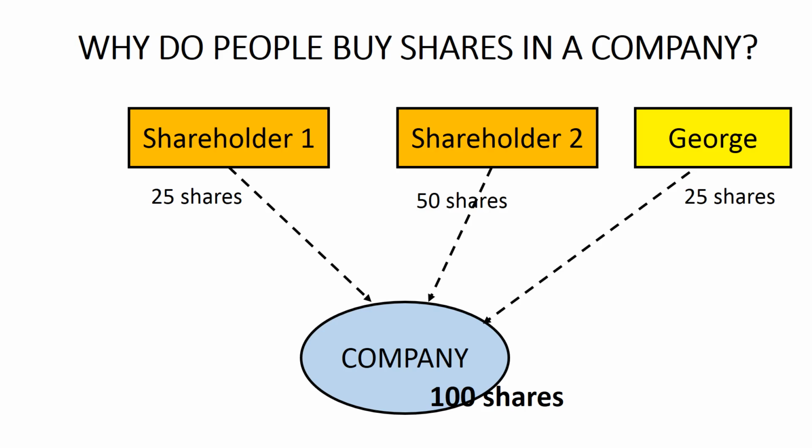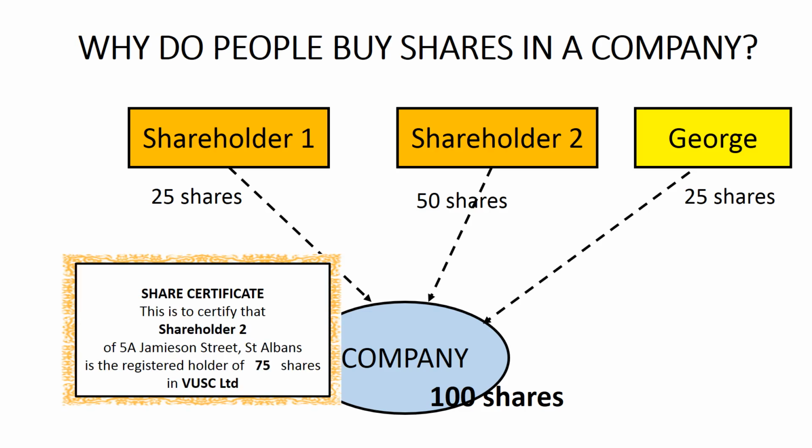Now you might ask, what does a share look like? The answer is that you can't see a share, but when a person such as shareholder 2 buys shares in a company, the company gives that person a share certificate. A share certificate is a piece of paper that says how many shares a person owns in a company. When shareholder 2 bought 75 shares in the company, the company will have given shareholder 2 a share certificate that records shareholder 2 as being the registered holder, that is the owner, of 75 shares in the company, which for these purposes we've called VUSC Limited.